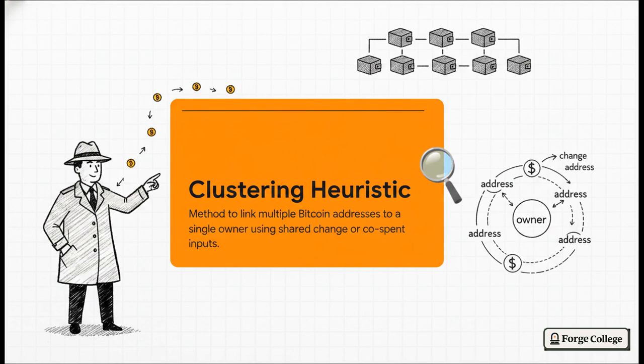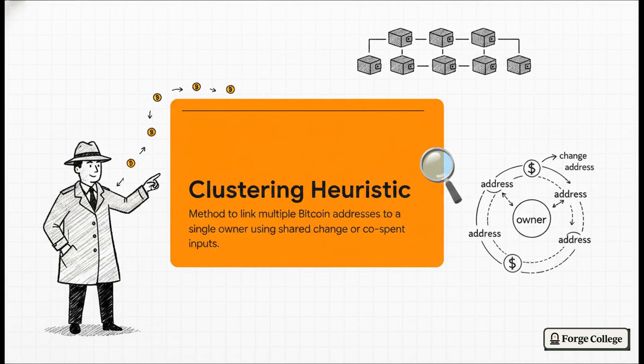Our on-chain detective relies heavily on something called a clustering heuristic. Now, just think of a heuristic as a basic rule of thumb. Observers use these analytical methods to link multiple Bitcoin addresses back to a single owner. They're basically looking for digital breadcrumbs.